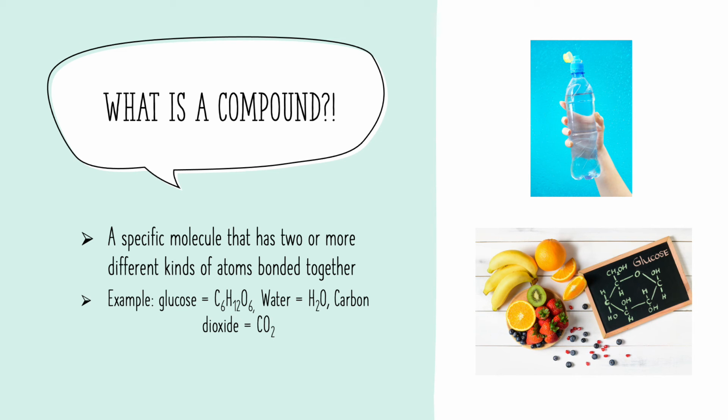So what is a compound? A compound is a specific molecule that has 2 or more different kinds of atoms bonded together. So in the previous slide, I talked about molecules being, for example, O2 or H2, 2 hydrogen atoms joined together. However, in order for us to call it a compound, we have to have different atoms bonded together. So an example here would be glucose. Glucose is C6H12O6, which is 6 carbon atoms, 12 hydrogen atoms, 6 oxygen atoms.